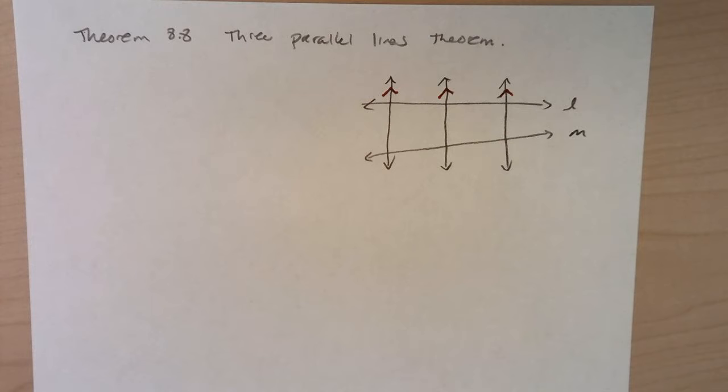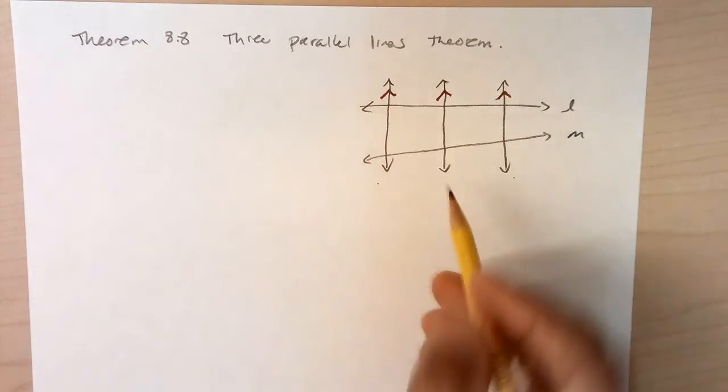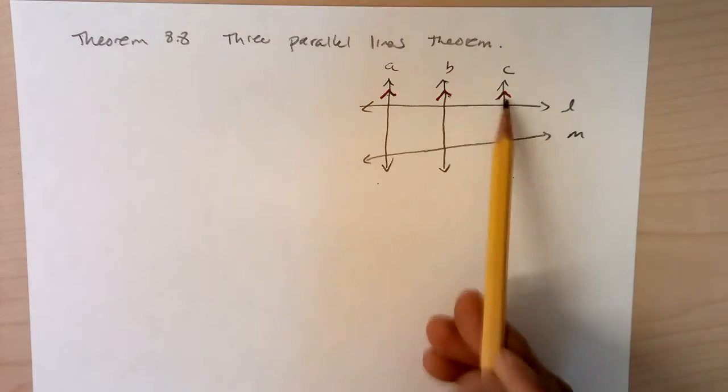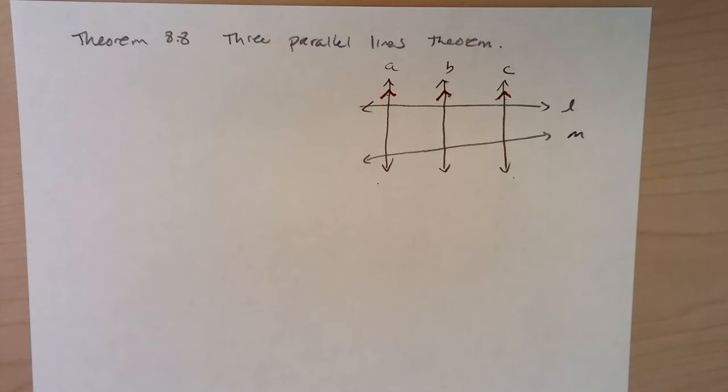For example, the three parallel lines theorem states if you have three parallel lines, like I have here, I'm going to label those lines A, B, and C. Those are my three parallel lines. You can tell by the tick marks here. But if they intersect two transversals, then they divide the transversals proportionally.